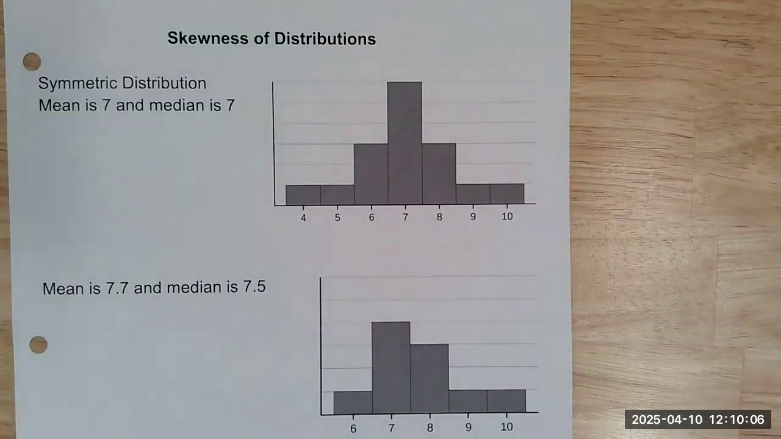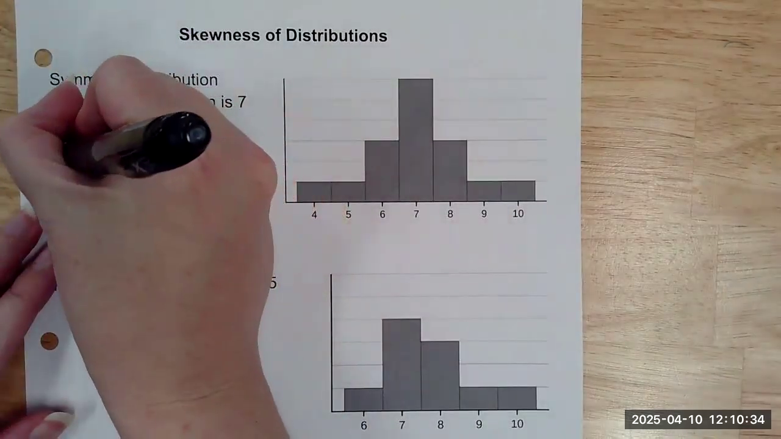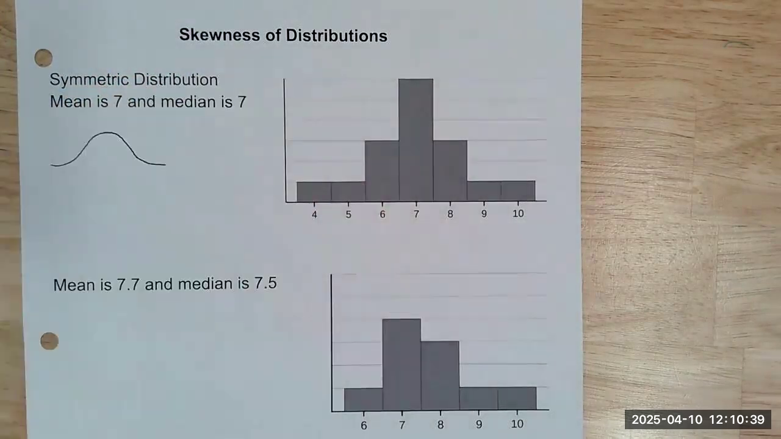So, skewness of distributions. In order to talk about how a distribution is skewed, we would first need to talk about how a distribution is normal. A normal looking distribution, the word we would use is symmetric. Symmetric means roughly even on each side. If I drew you a symmetric, smooth curve, it would be something like that, the bell-shaped curve or the normal curve that you're used to seeing.